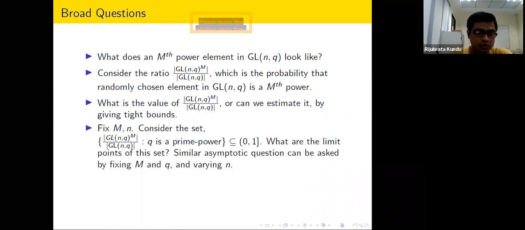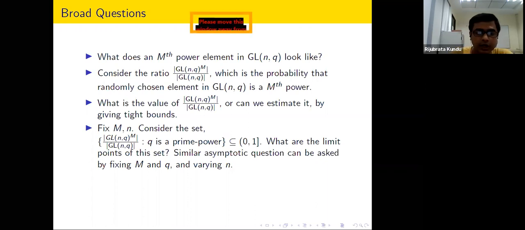Certain asymptotic questions can also be of use. For example, fix m and n, where m is the power and n is the size of the matrix, or in terms of linear algebraic groups, n is the rank of this group. If we fix m and n and consider the set of these proportions of mth powers, varying over all Q, Q a prime power, then it sits inside the interval open 0, closed 1. Zero is not there because the identity is always an mth power. One can ask what the limit points of this set are. If there is a unique limit point, then we can say that the limit as Q tends to infinity exists.